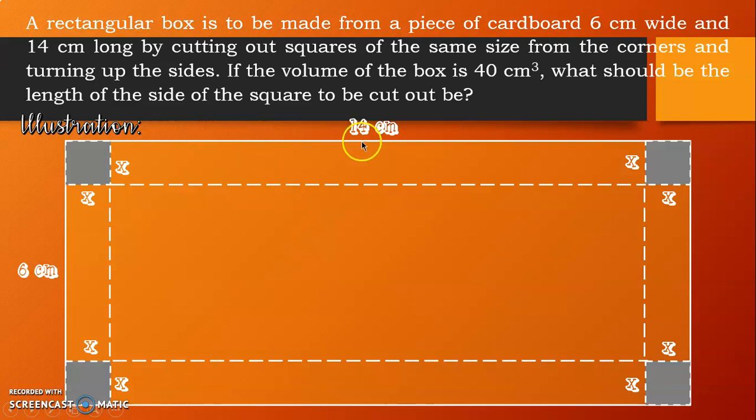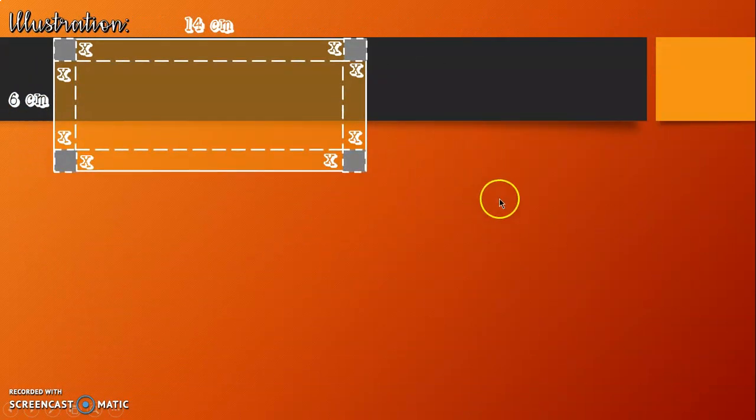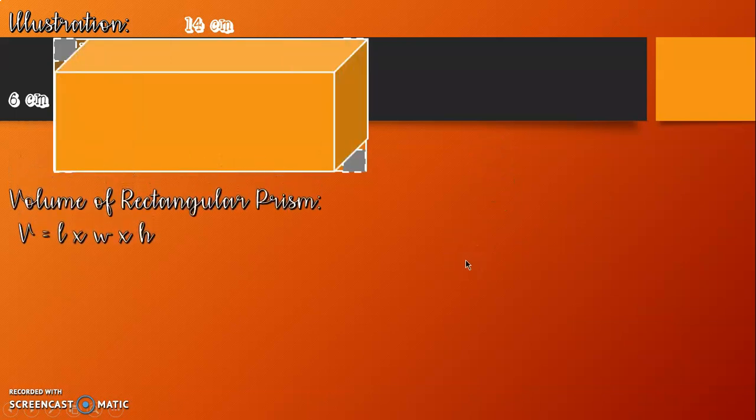So the length is 14 centimeters while the width is 6 centimeters. Now the problem is, what should be the length of the side of the square to be cut off? So we will represent that as x. When the cardboard is folded, this will be the figure.